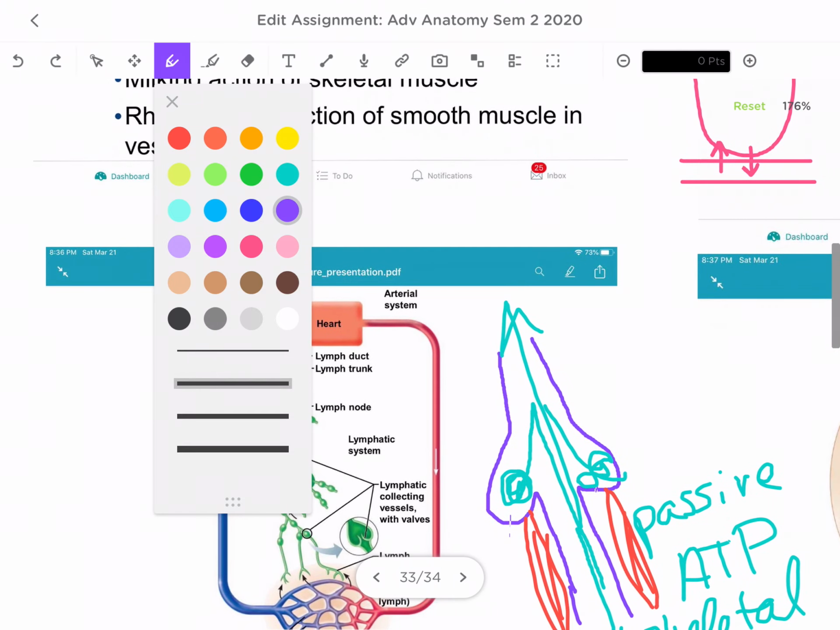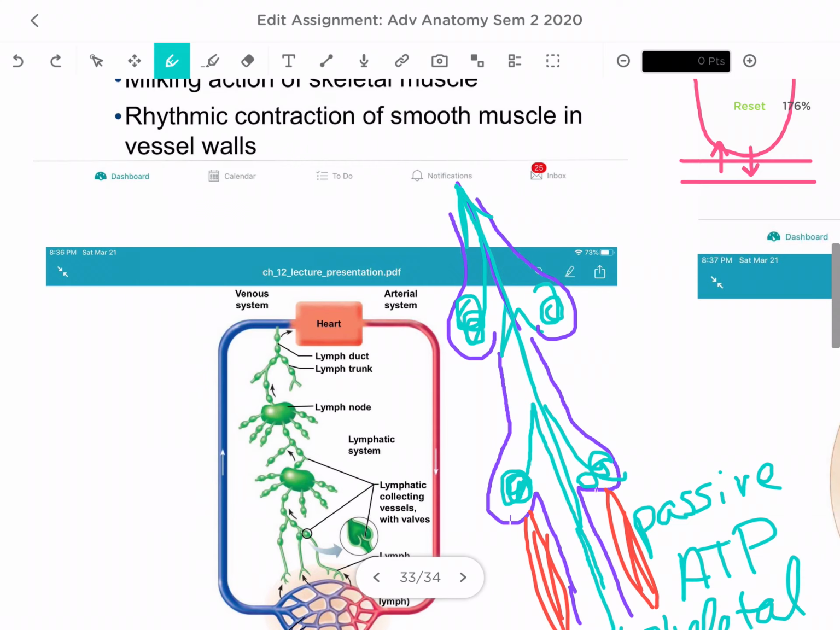So these vessels have this little valve system where they're pushed, and then if the contraction lets off, the fluid kind of just pools down in here, and then the next push sends it up further on its way back to the subclavian vein.